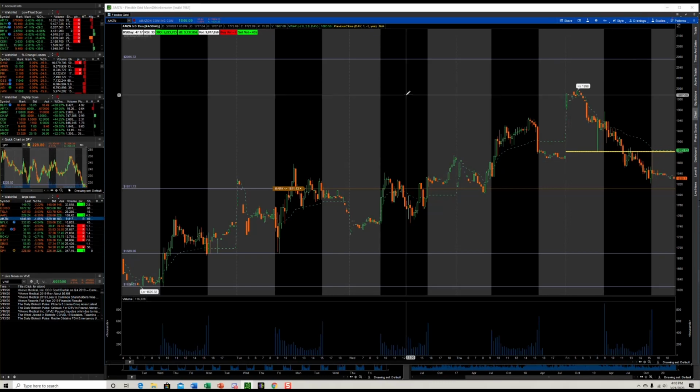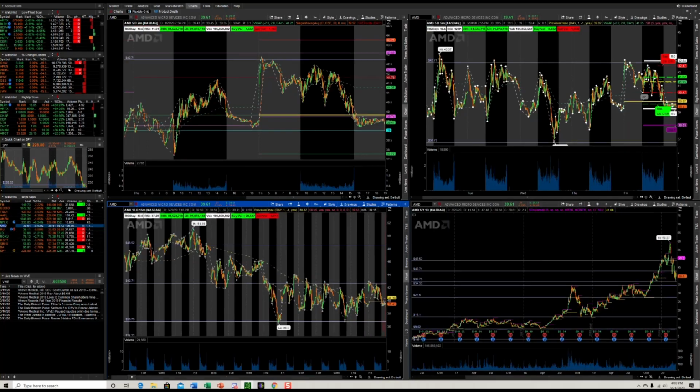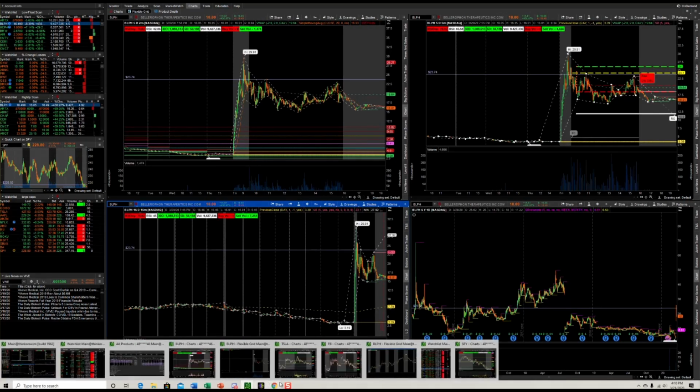Key levels to do this. So you can do this on all your stocks. You can go to AMD, you can go to even your shitty dog shit, like BLPH is a shitty dog shit company that I tried to short and I couldn't get filled, and I knew it was gonna fade.